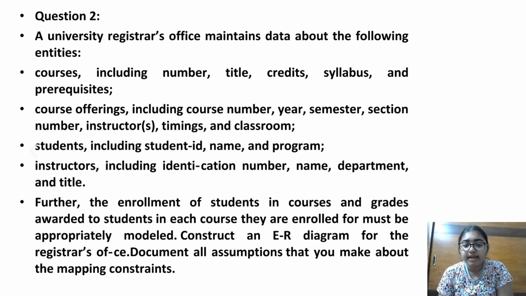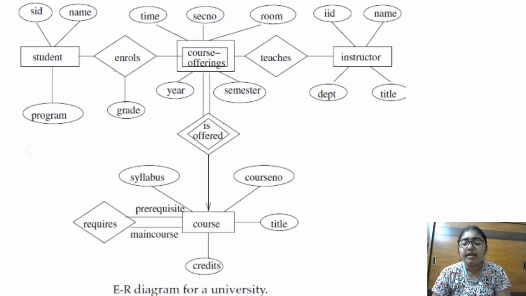Further, the enrollment of students in courses and grades awarded to students in each course they are enrolled for must be appropriately modeled. Construct an ER diagram for the registrar's office. Document all assumptions that you make about the mapping constraints. This is an ER diagram for a university registrar's office.